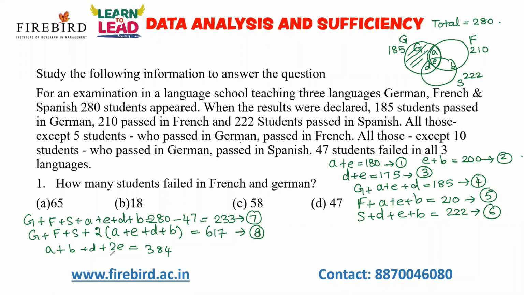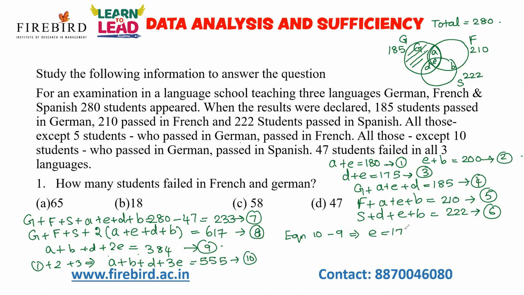And A plus B plus D plus 2E will be equal to 384. Take this as 9th equation. Okay, if I add equations 1, 2 and 3, I'll get A plus B plus D plus 3E is equal to 555. Take this as 10th equation. So equation 10 minus 9, if I subtract, I'll get E value as 171.